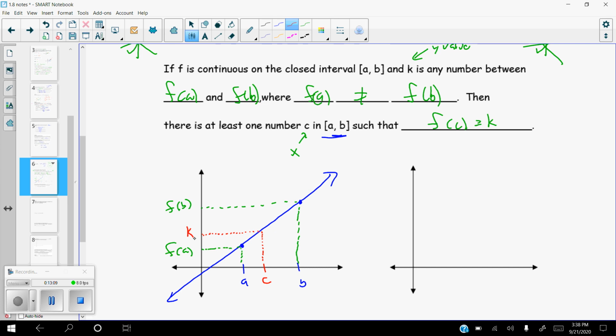In other words, no matter what you have, if you have a closed, continuous function, every y value has to be taken on in between f of a and f of b. So the lowest y value and the highest y value, every possible y value has to be in there somewhere, and they're calling that value k. Let's look at one more quick example of that.